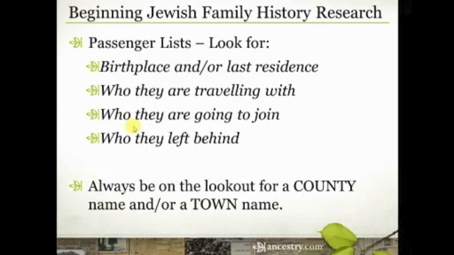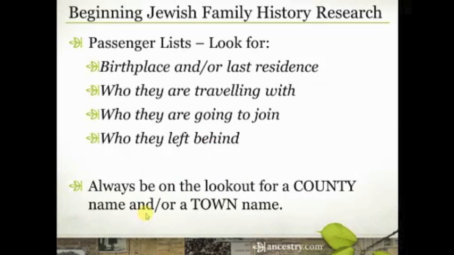Also, on later passenger lists, there's a period of time where there were 2 pieces of super helpful information recorded. One is who they are going to join in the United States. So they had to have some kind of a sponsor. So who is it that already lives here that they are coming to be with? And then who is it that they left behind? Who is the person, what's the name and address and relationship of the person in the town they just left?